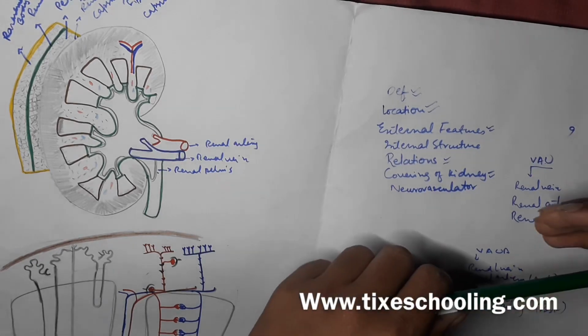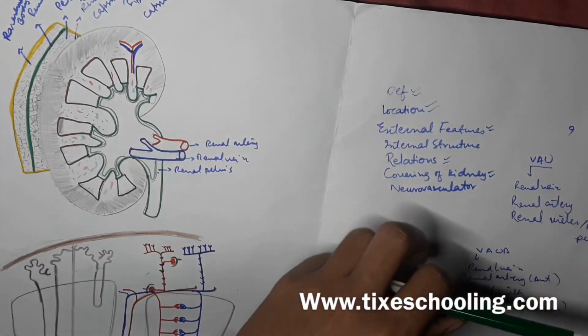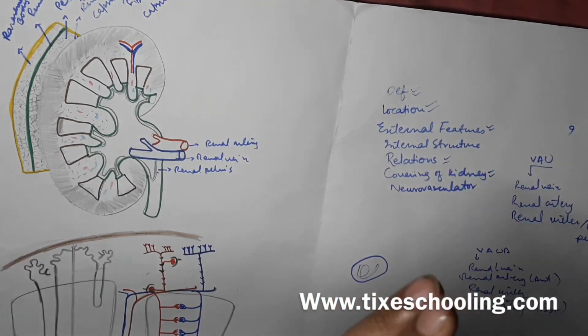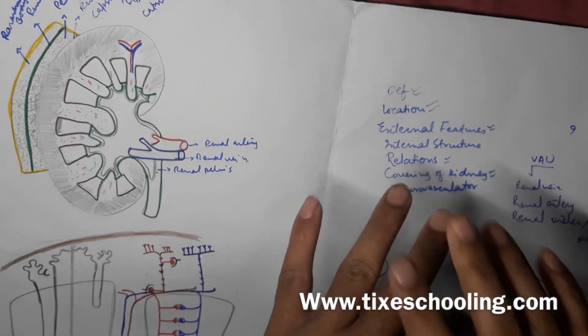Now after the renal fascia, we have the last covering, which is the pararenal body. It provides cushioning to the kidney, and it also fills the space present between the vertebra and the kidney, which is called the paravertebral gutter. So this is all about the coverings of the kidney.